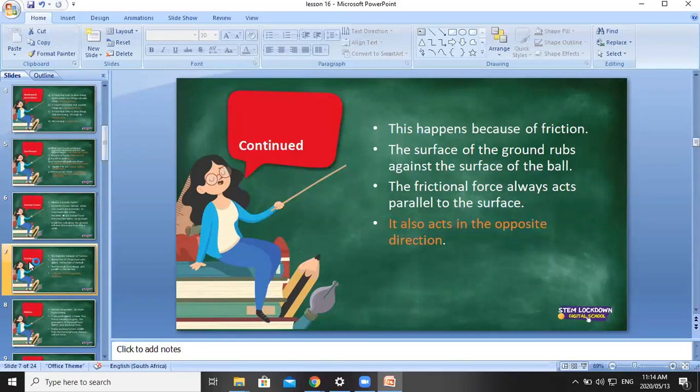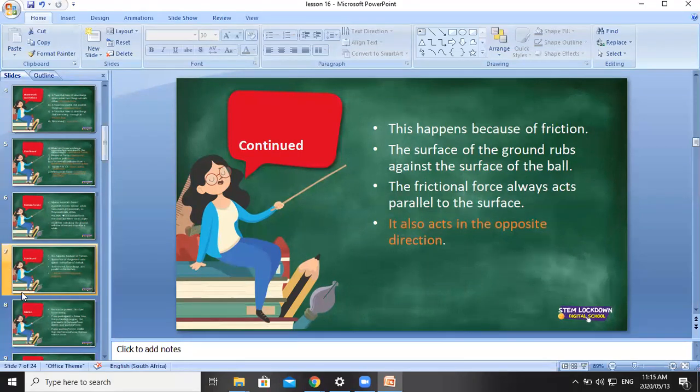And it also acts in the opposite direction. Friction is not always going in the same direction. They will never go in the same direction. As much as they are parallel, they are going in opposite directions. And then we experience friction, grade nines. Am I clear? So now you know the concept of contact force, and you know once things come into contact, they are going to experience friction. What we know about friction is that it acts in an opposite direction, and it is always parallel. So the surfaces are parallel to each other, and the forces go in opposite directions.